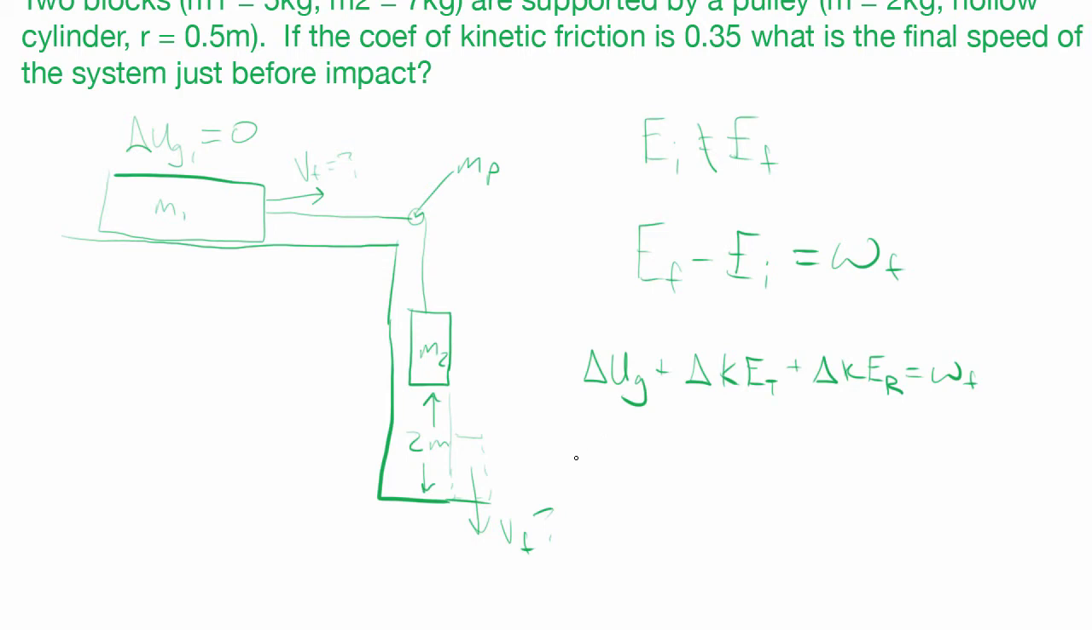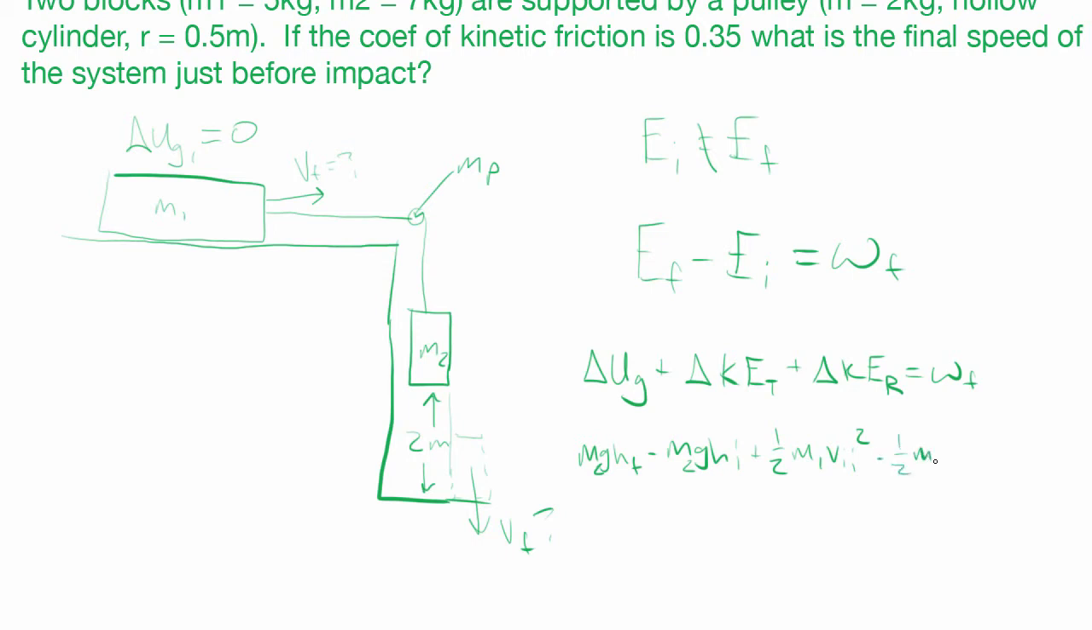All right, so I'm going to write it down. Gravitational potential energy, I only care about block number 2. So I have m2 g h final minus m2 g h initial. I add that to the kinetic energy. Let's do the translational of mass 1, one half m1 v1 final squared, and then I subtract from that the initial, one half m1 v1 initial squared.